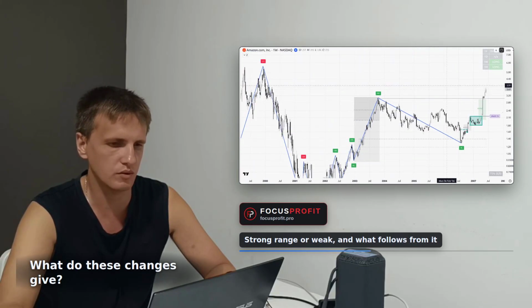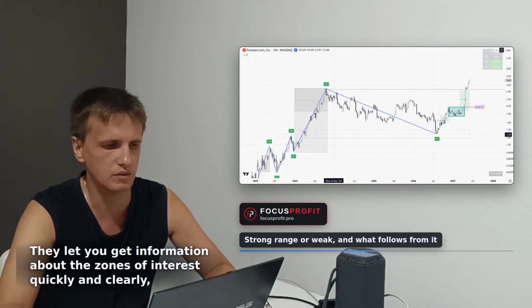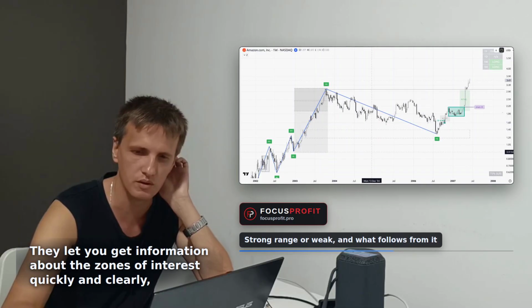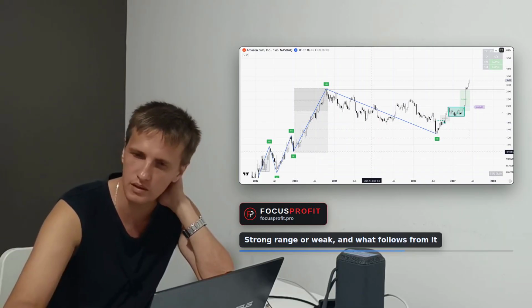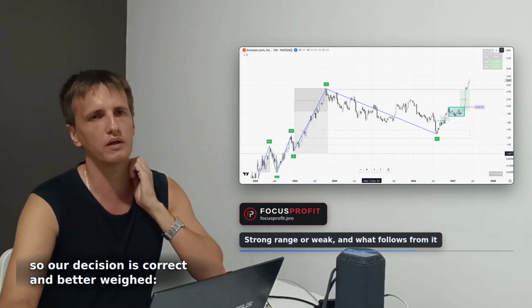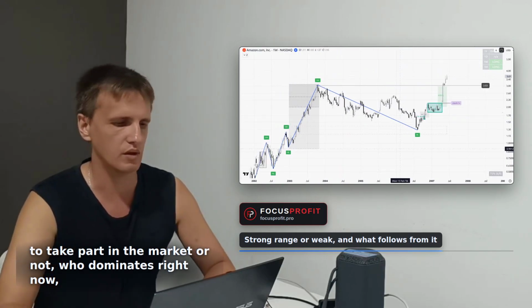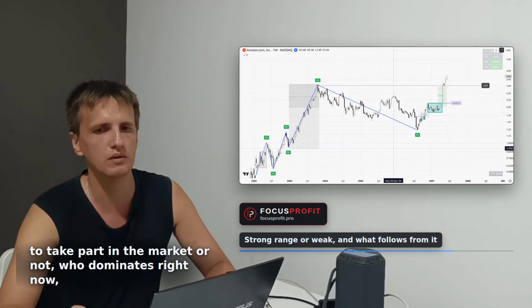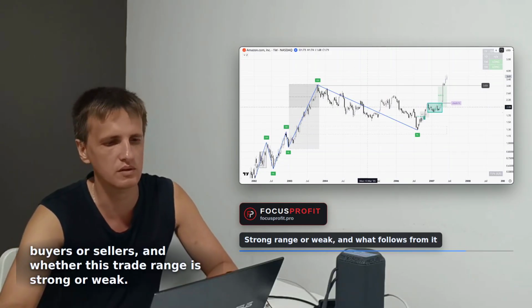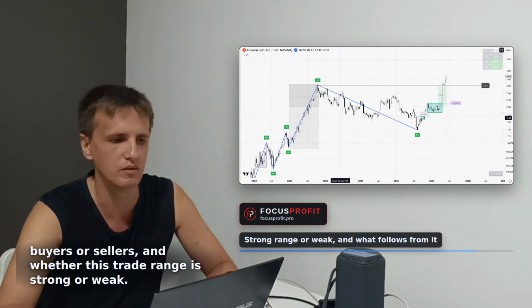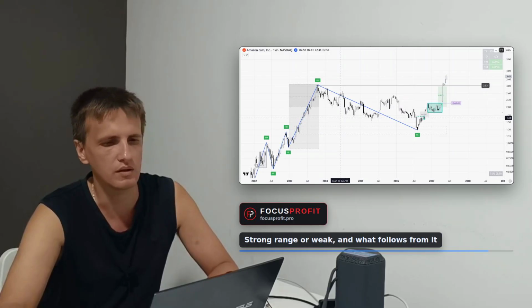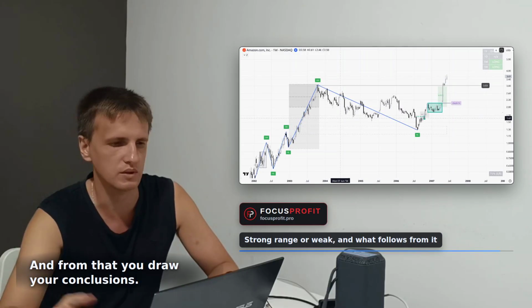What do these changes give? They let you get information about the zones of interest quickly and clearly. So our decision is correct and better weighed. To take part in the market or not, who dominates right now, buyers or sellers, and whether this trade range is strong or weak. And from that, you draw your conclusions.